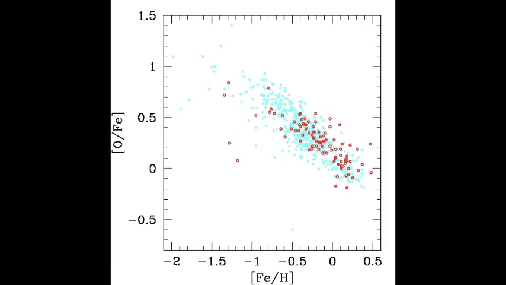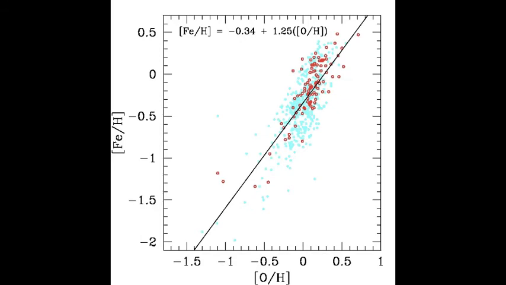At low metallicity, alpha elements, such as oxygen, are observed to be enhanced relative to iron in stars in the Milky Way. We define a conversion from oxygen to iron based on observed stellar abundances for stars in the Milky Way bulge, red, and disk and halo, blue, with a wide variety of metallicities. We use this conversion to estimate the iron abundance distribution of the Type II supernova sites.